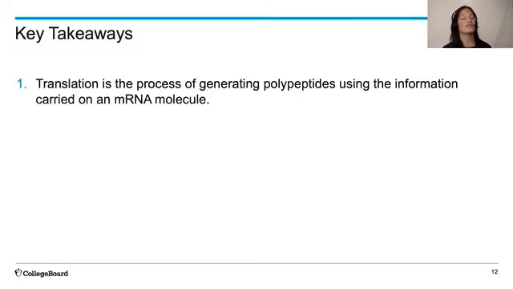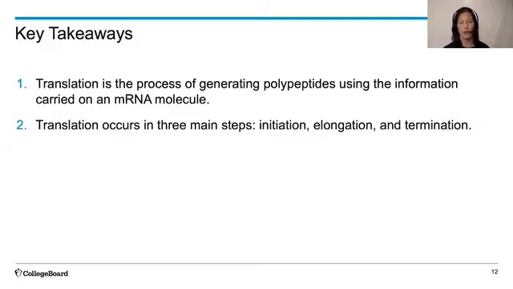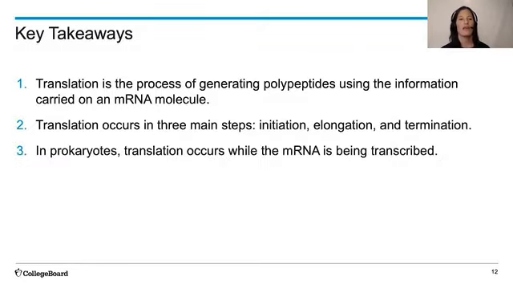I hope that you learned that translation is the process of generating polypeptides using the information that is carried on an mRNA molecule. I hope that you remembered those 3 main steps of translation, which are initiation, elongation, and termination. Talk more about those in our next video. And then those sort of different cases.